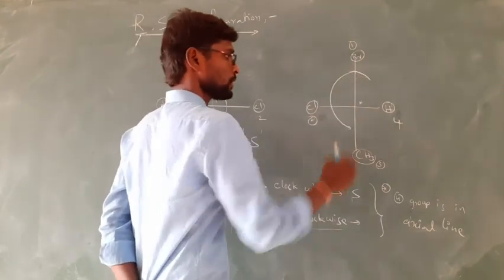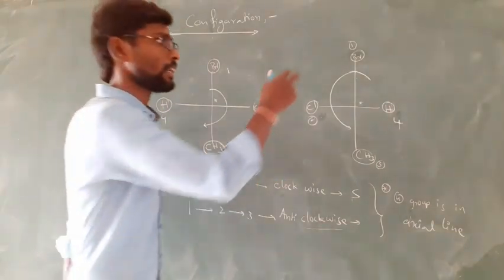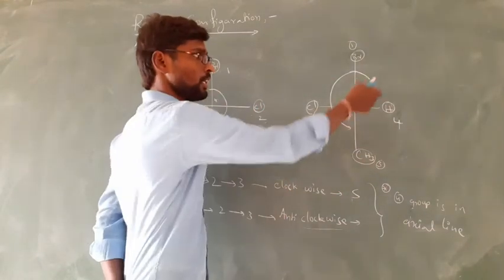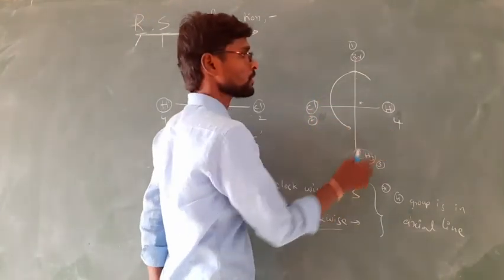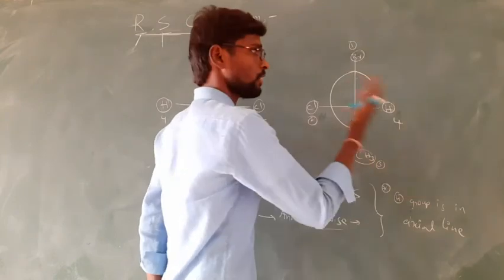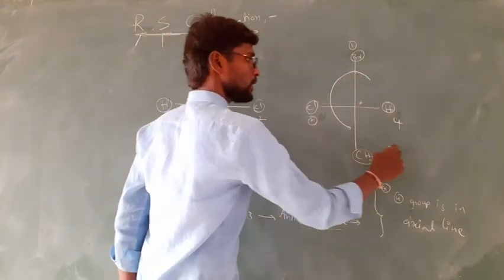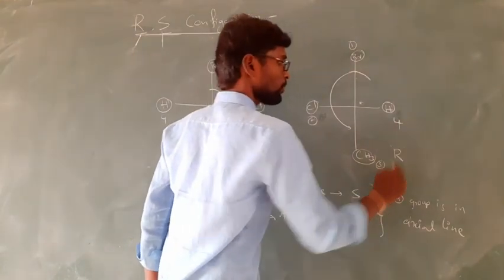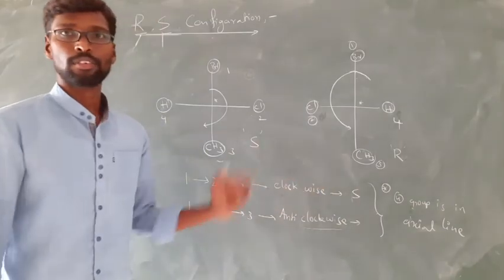Now anti-clockwise means, previously we have given, that means when hydrogen is on the downside, we have given anti-clockwise S. But here it is reverse. When hydrogen is on the right-hand or left-hand side, we have to give R here. So this is about RS configuration.